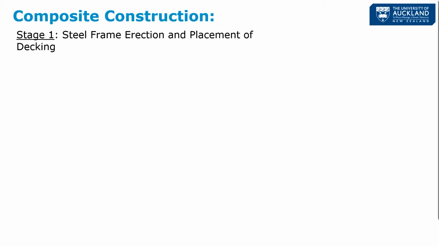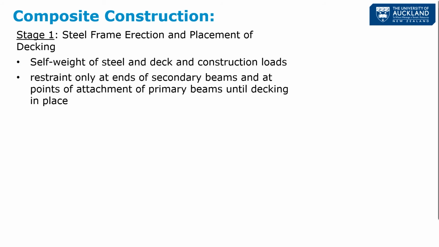So when we do composite construction, we do have to have some considerations when we're designing them, and we have to think through all of the different stages of construction because it means that our system changes as we go. So the first thing we need to do is obviously we're going to erect the steel and put that up and put down the decking. And with the decking, well, it's got to carry its own self-weight and any construction load, so that accounts for being able to stack reinforcing steel on there or lay down any materials that might be needed.